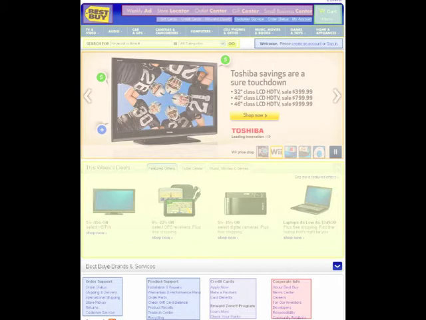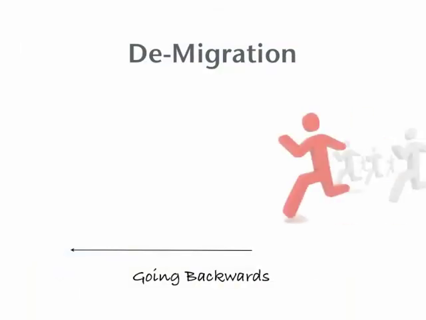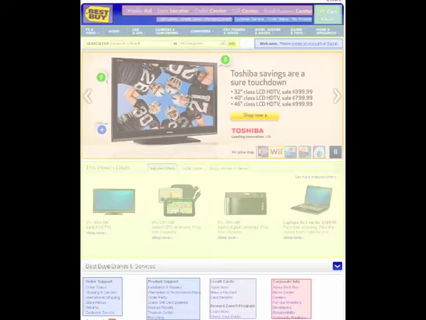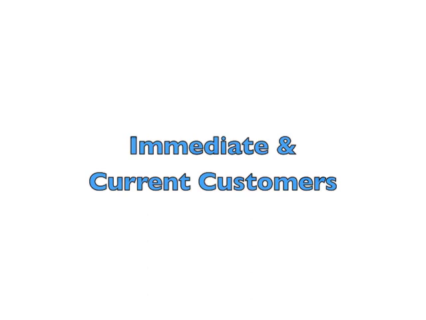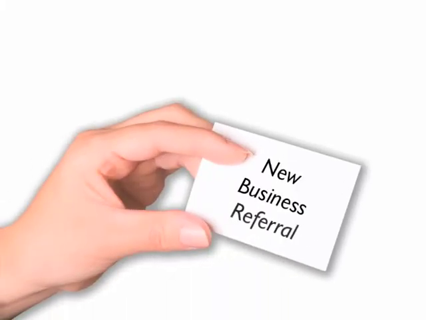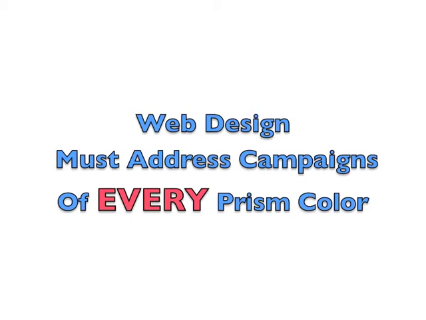Websites are a different creature. A homepage should accommodate all the marketing personalities, or you risk demigration. This homepage example shows how and to what the space is allocated, including campaigns still to be introduced. There's real estate for both immediate sales to current customers and opportunity for new business referrals. As in all content, web design must address campaigns of every Prism color.